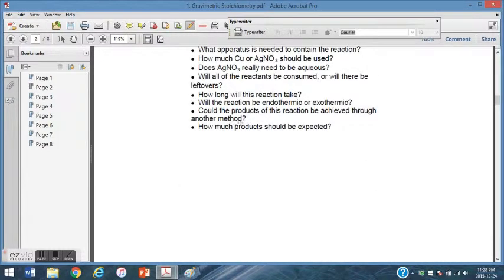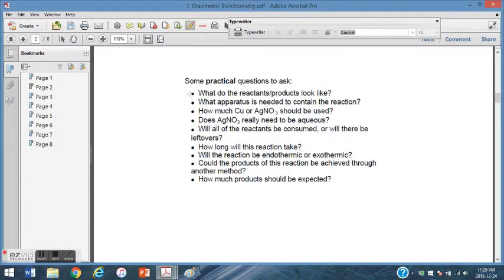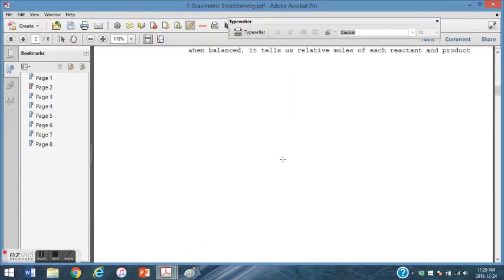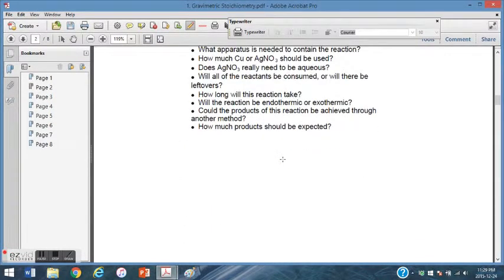Could the products of this reaction be achieved through another method? And if you're a chemical engineer, which is actually what a lot of these questions are sort of geared towards, is that other method cheaper? Okay. And then finally we could ask ourselves how much of the products should be expected.